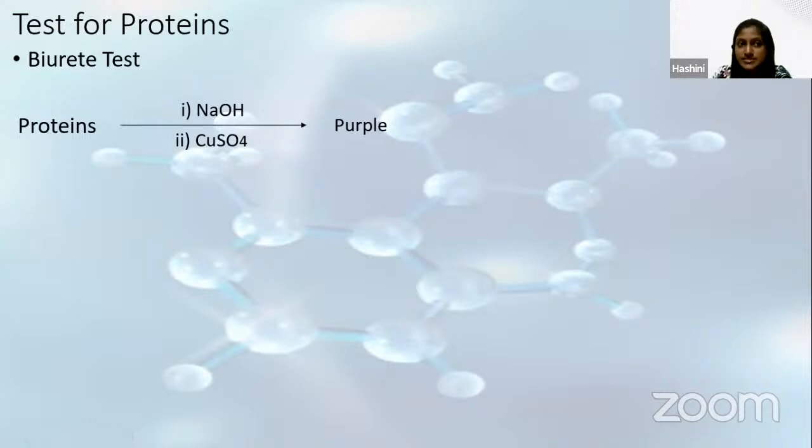Then another test there is called the biuret test. Any kind of protein will turn a purple color when we add these two reagents, sodium hydroxide and copper sulfate.